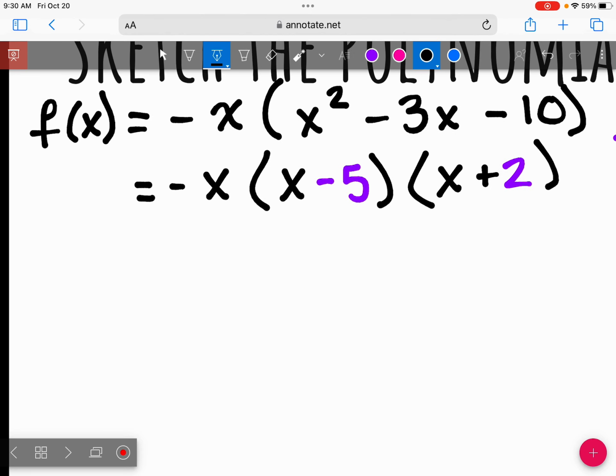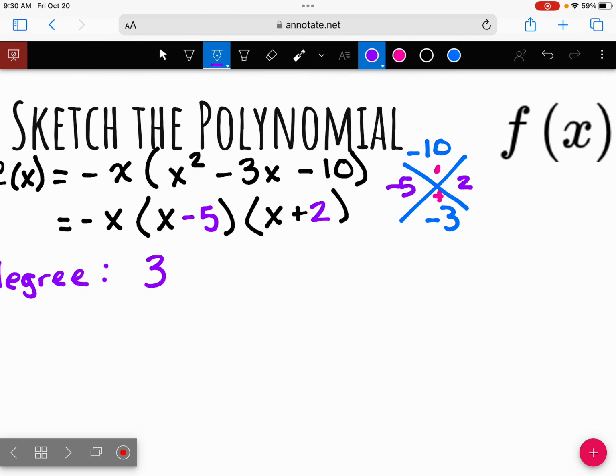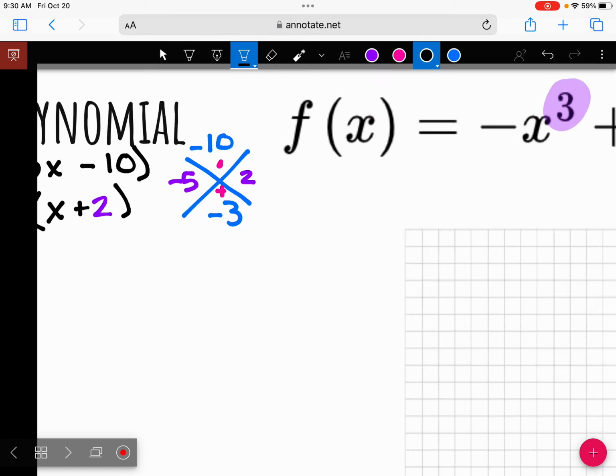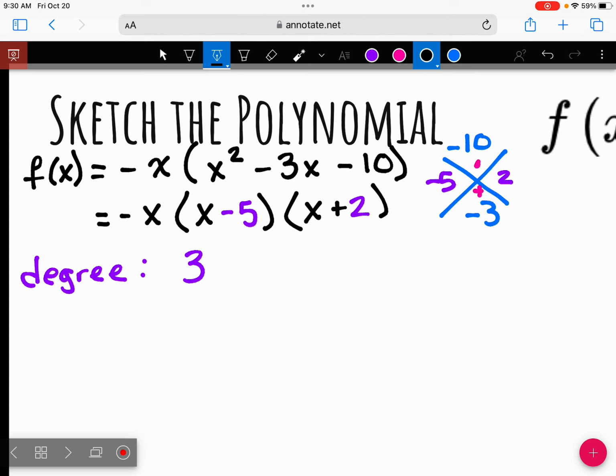So let's start with our degree. What is the degree of the polynomial? 3. It's easiest to spot in the original form. It's our exponent, the biggest exponent. What is our leading coefficient? Negative 1.